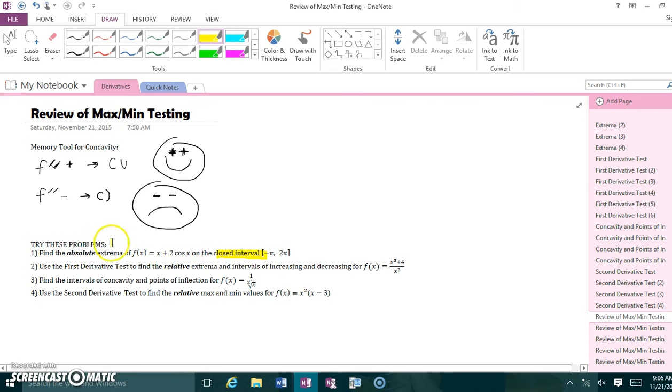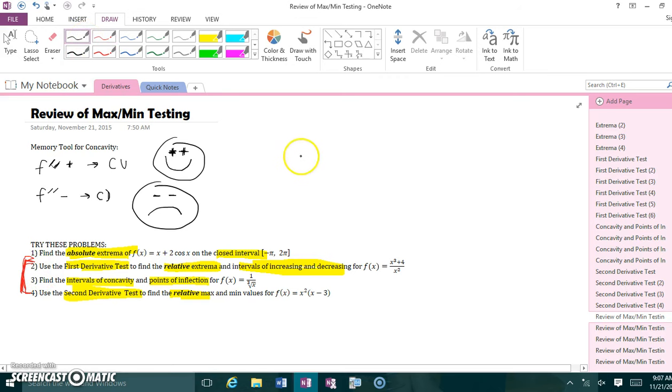We have our closed interval testing. That's the only test that tells you absolute extrema. That's very important to remember. Our first derivative test tells us not only where relative extrema occur, but also intervals of increasing and decreasing. Then we're going to get intervals of concavity and points of inflection. That's no max and min. That's just a test to get the intervals of it. And then we'll do the second derivative test to find the relative max and min values. Notice the first and the second derivative test tell you the exact same thing, just different methods.